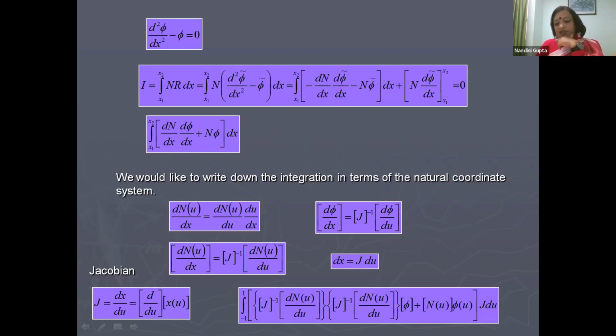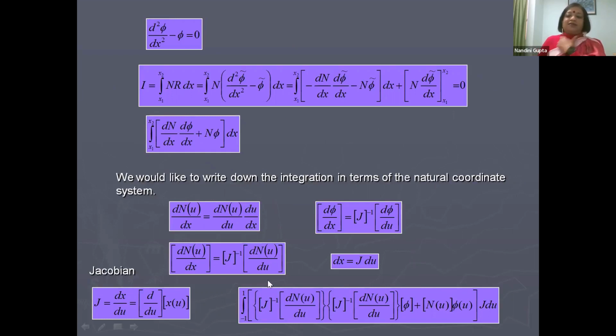And this is the stiffness matrix that we get. We must remember to include dx as J du. So dx is not du, but dx is equal to J du from this expression. So that has to be put in the integration. And the integration bounds have changed, from -1 to +1.